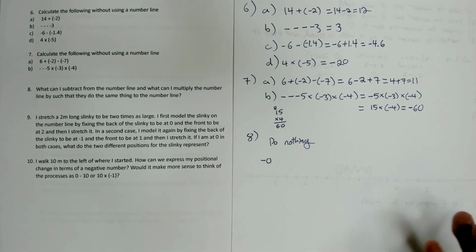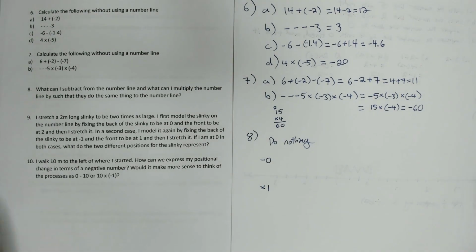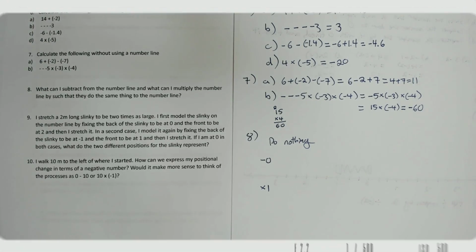And then what can we multiply the number line by such that it doesn't move at all? Well, if we multiply the number line by 1, that's also not going to change the number line at all because all the distances between two numbers are going to be the exact same. So if we subtract 0 from the number line, it does nothing, and if we multiply by 1 to the number line, it does nothing, which means those two number lines will give us the same thing.